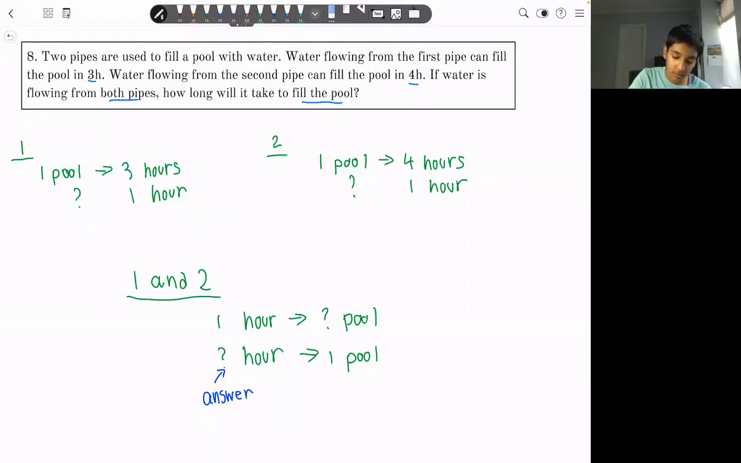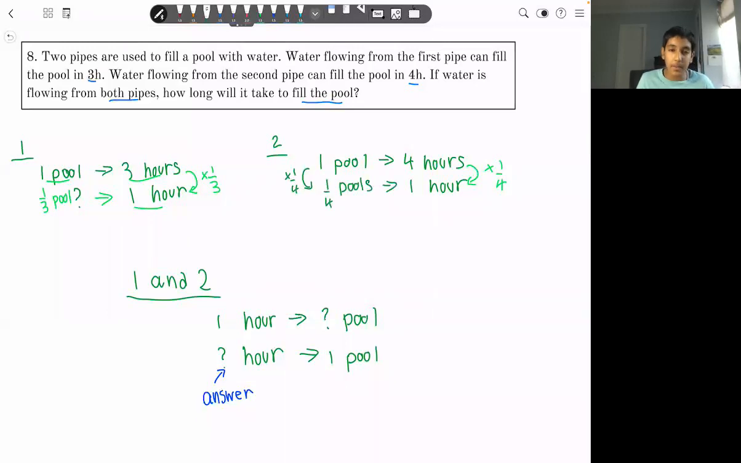Okay, let's go into the solution now. Again, some of you got it, so that's good. In 1 hour, in this case, you have 3 hours for one pool, so in 1 hour we have times 1/3. So we can do 1/3 pool. Same thing here, times 1/4, since we have 4 hours for one pool. So 1/4 pool.